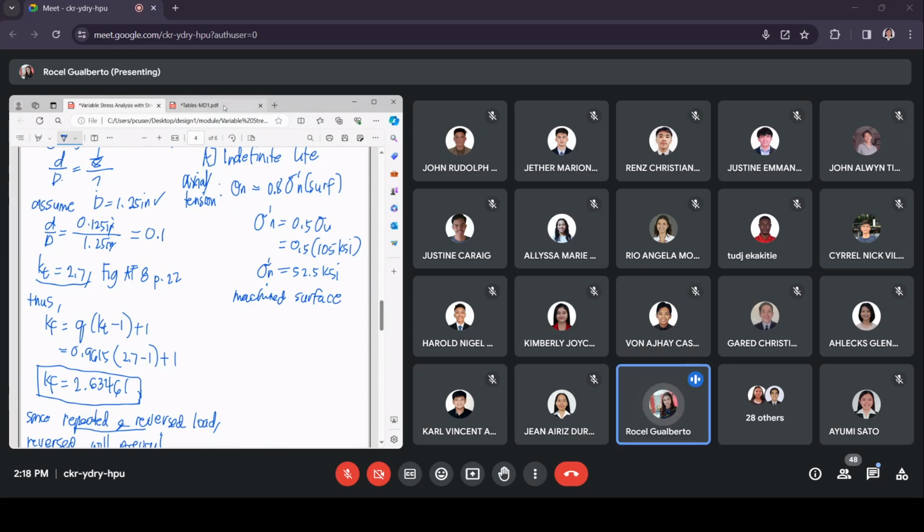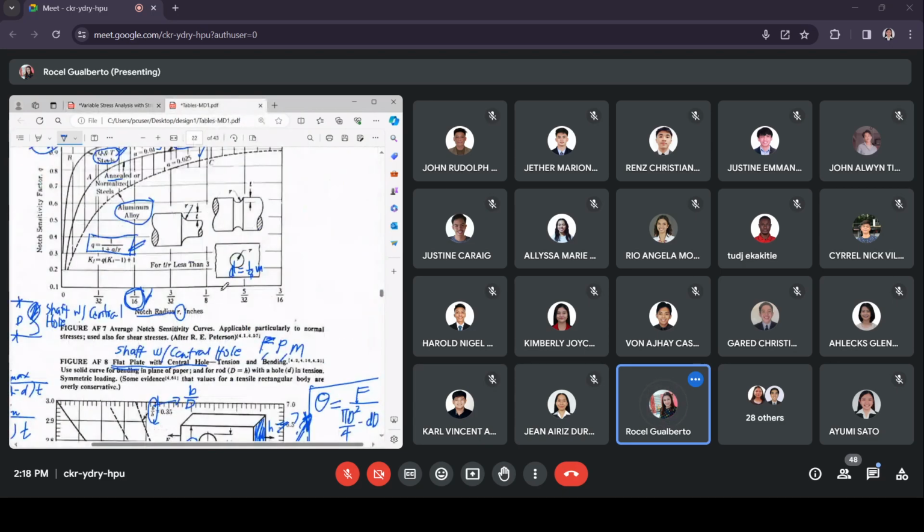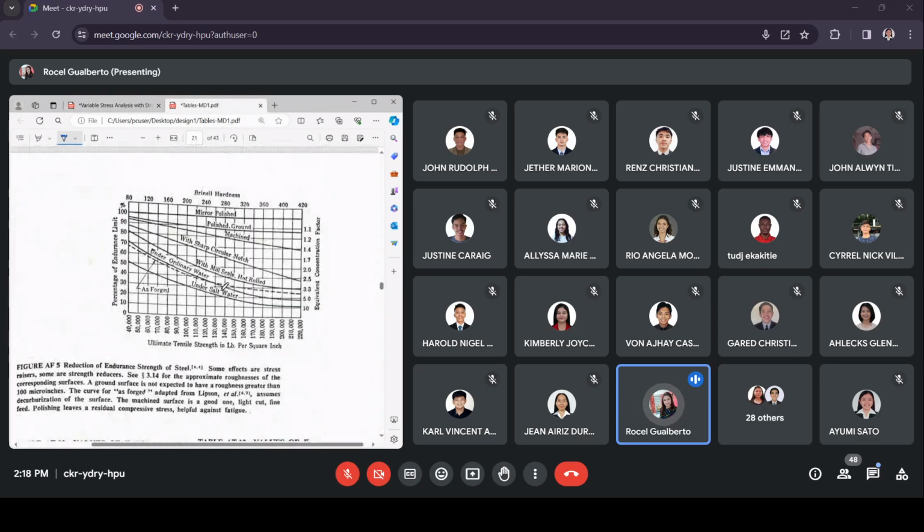So we go to figure AF5. What you need here would be the ultimate strength. The ultimate strength of the given material is 105, so sigma u equal to 105 KSI. Have here a line for 105, and then it should be with this machined surface. Then find this point, and have its reading on the left.